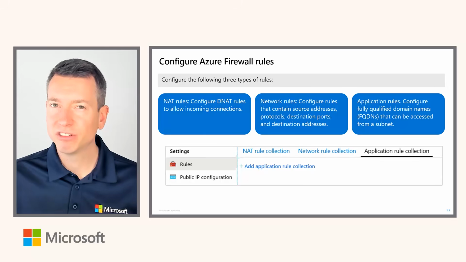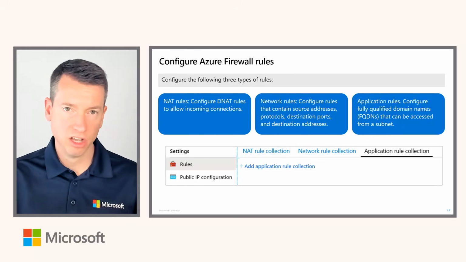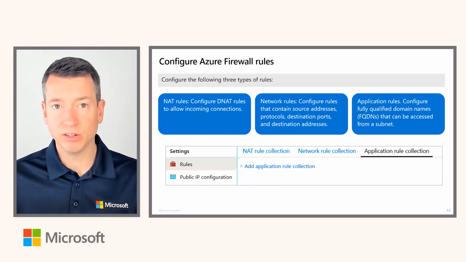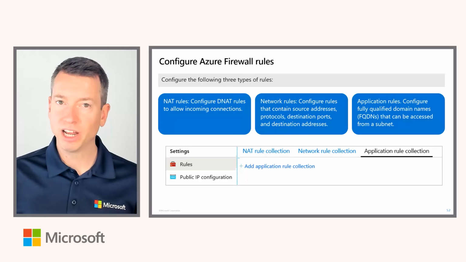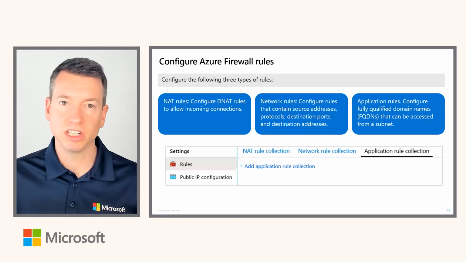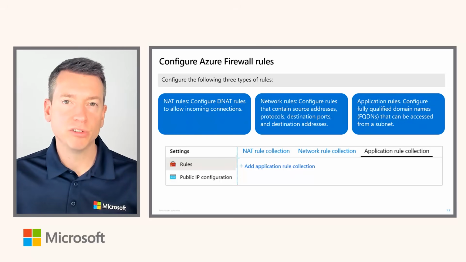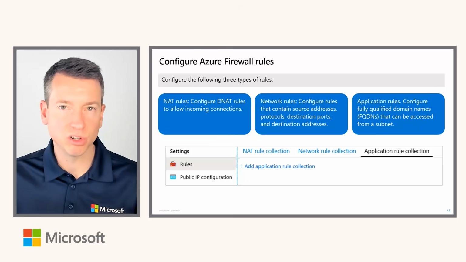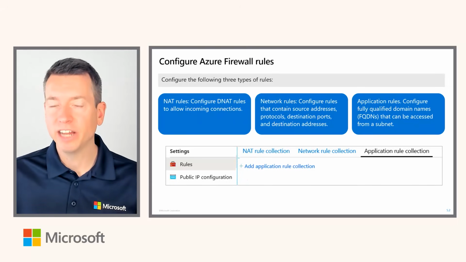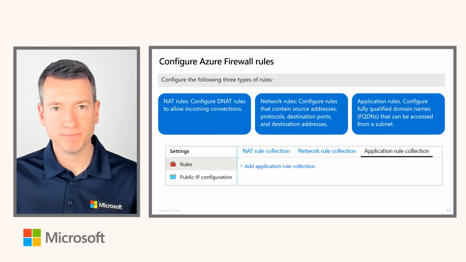You can configure different types of rules by using a firewall policy. With a firewall policy, rules are organized inside rule collections, which are contained in rule collection groups. Rule collections can be one of the following types: DNAT, so destination network address translation, network, and application. You can define multiple rule collection types within a single rule collection group, and you can define zero or more rules in a rule collection. But the rules within a rule collection must be of the same type.